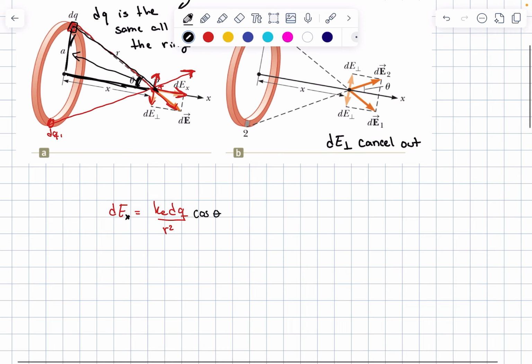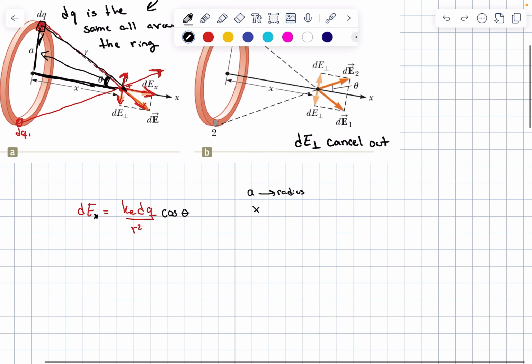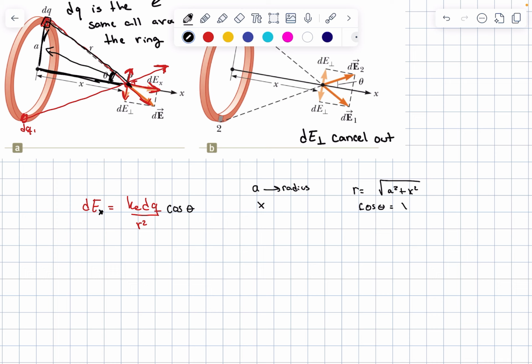Now there's a couple things we want to do. Usually you're given a, which is the radius of our ring, and we are given x, which is where P is along the x-axis. So we're given these things. That means that we can represent r and theta in terms of a and x. By that, of course, r is going to be equal to the square root of a squared plus x squared. And also, we know that cosine of theta is equal to x divided by r, which is equal to x divided by the square root of a squared plus x squared.